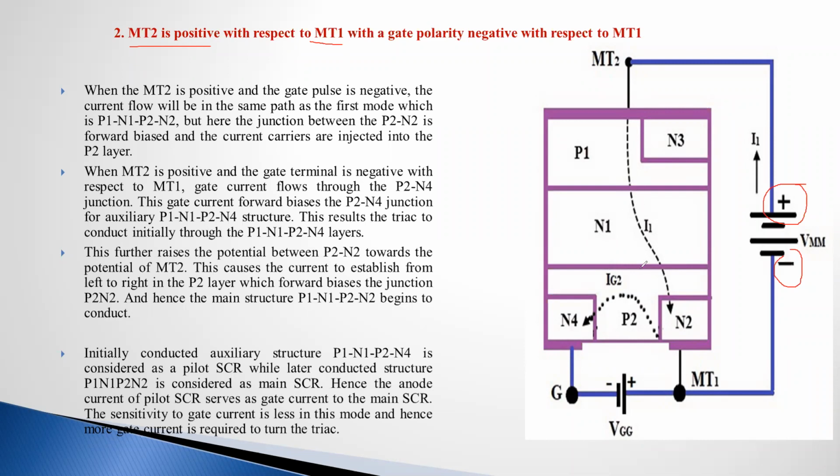But here the junction N1 and P2 is in reverse bias condition. So how can we work? We have to remove this depletion layer. Here, the potential of MT1 is higher than the gate potential. So what will happen here? Initially, the current starts from P2 to N4 here. Clear? Positive, N4 and negative.